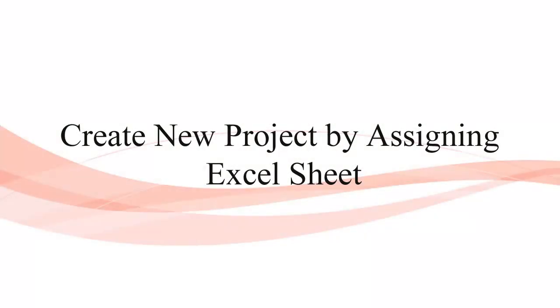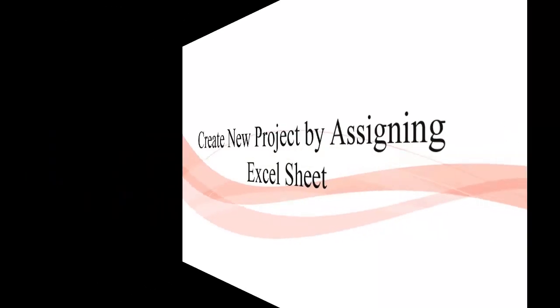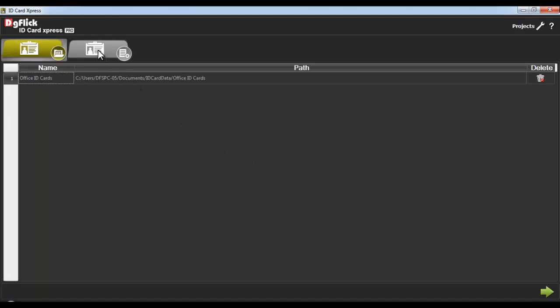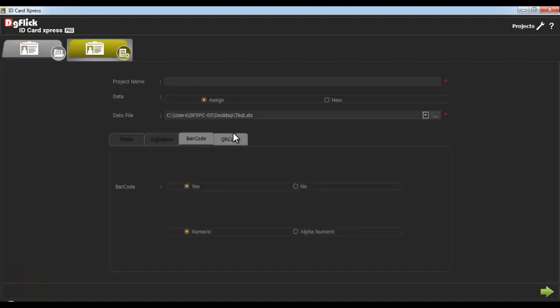Create a new project by assigning an Excel sheet. The New Project button lets you create your own project. Here you can create your project either by assigning a ready Excel sheet or by generating the data manually. Enter a name for your project in the project name text box.